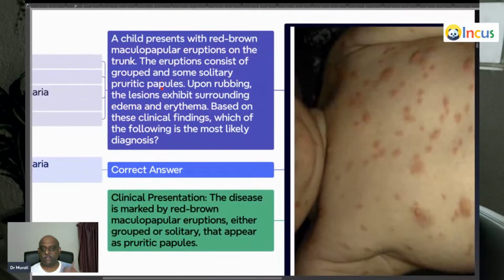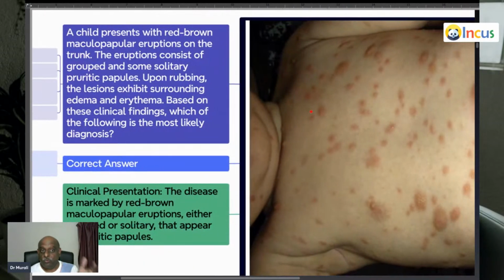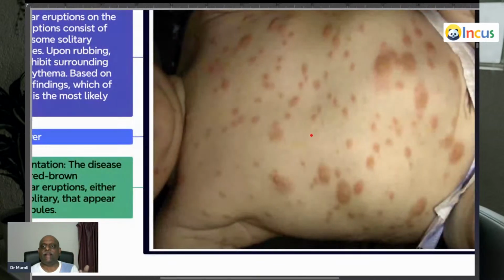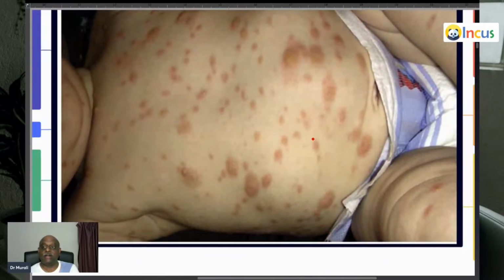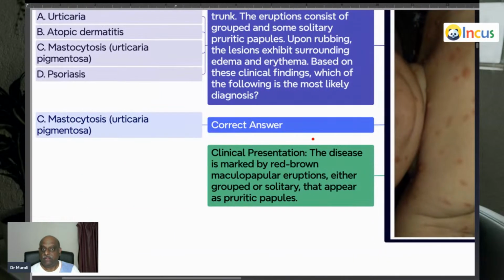A child with red-brown maculopapular eruption on the trunk. The eruptions have grouped and some solitary pruritic lesions. Upon rubbing the lesion, they exhibit edema and erythema. That's called Darier's sign. So what is this called?